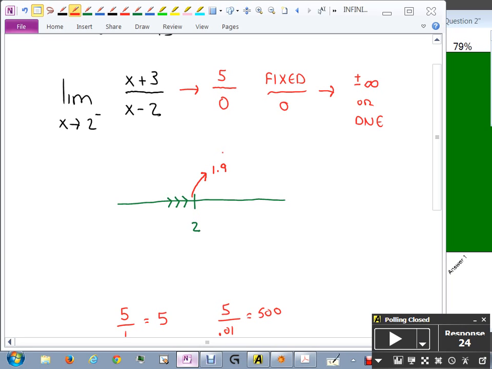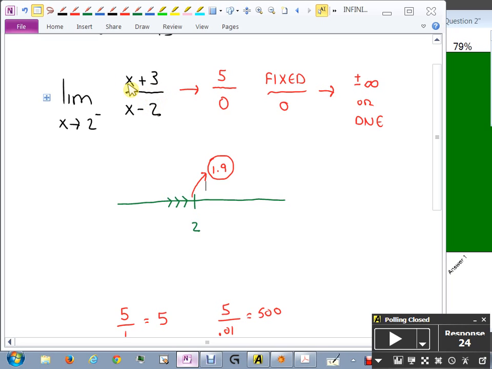And keep in mind that what I'm trying to figure out here is not whether it's infinity, because I know it's infinity, right? It's whether it's positive or negative. I'll show you a does not exist problem in a second. You'll see the difference. So let's just try plugging this in. Let's take 1.9 and plug it into this and see what we get.